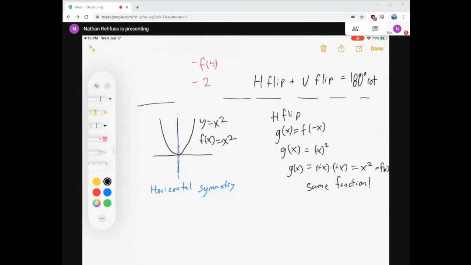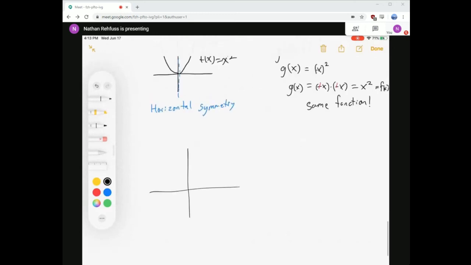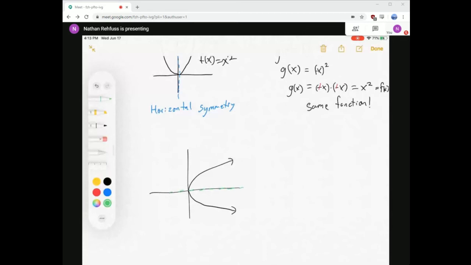Okay. You might be thinking like, well, what about vertical symmetry, right? The problem with vertical symmetry, so let's say I draw this and it's vertically symmetric. Its reflection in the puddle is the same graph. Why is this bad?